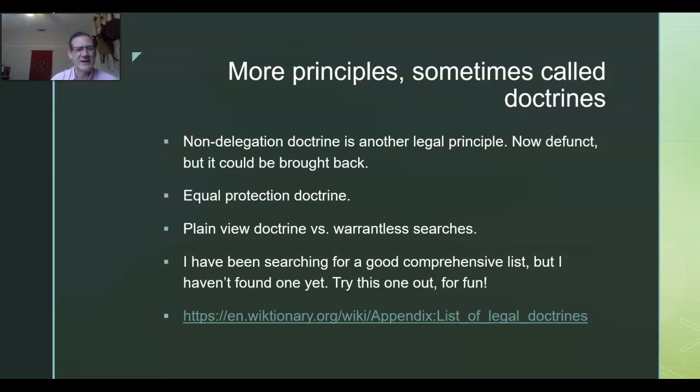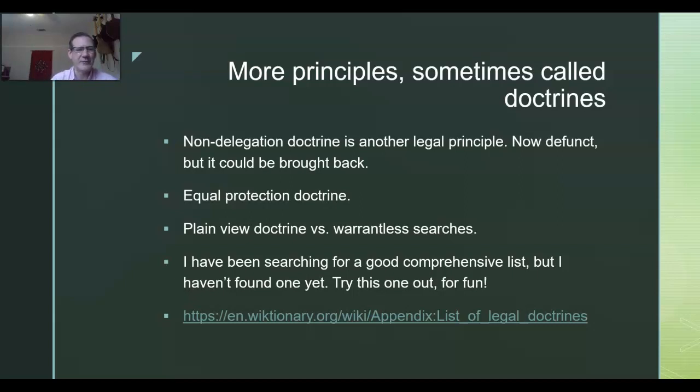Equal protection comes from the 14th Amendment, equal protection of the laws. That's a doctrine. Plain view doctrine versus warrantless searches: the Fourth Amendment says you have to have a warrant for a search. But if you open the door and the cop sees illegal activity, you just showed it to him, literally. And that's exempt. That's called the plain view doctrine.